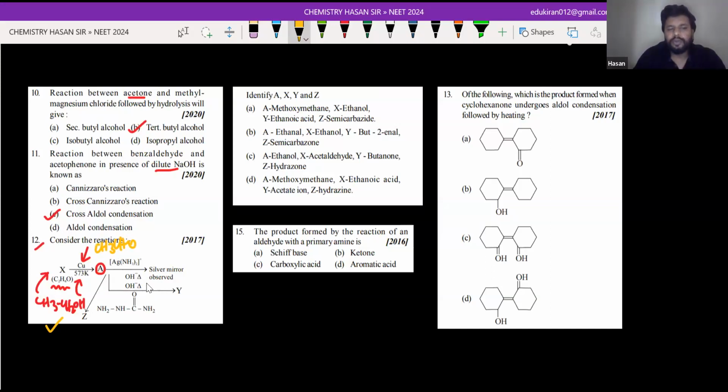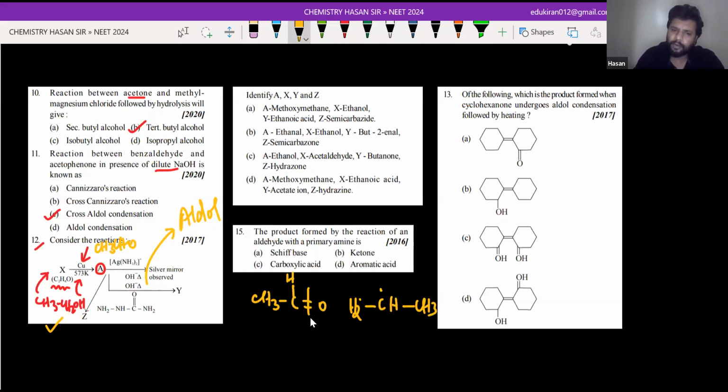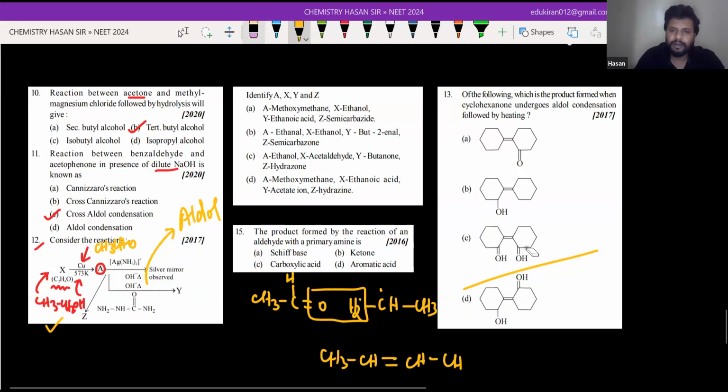After this, you are going to use OH minus and heat, which is aldol condensation. For aldol condensation, I'm going to write this trick. From one mole, you use this oxygen, and from another mole, you use the alpha hydrogen, and remove H2O. You will get CH3, then CH double bond CH, and then CHO. Sorry, just wait a minute, I have written this wrong. This is your CHO.